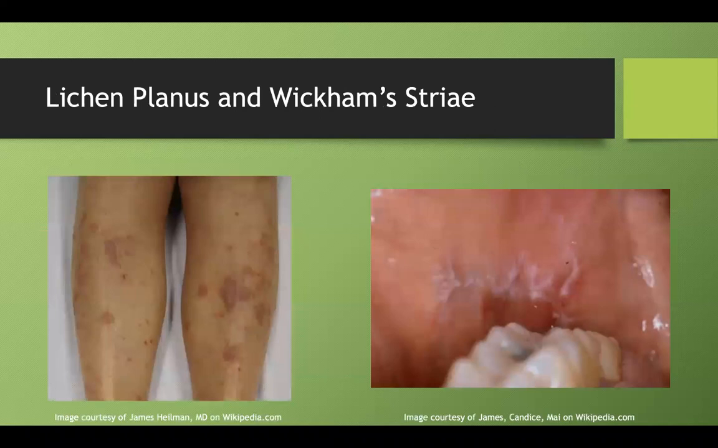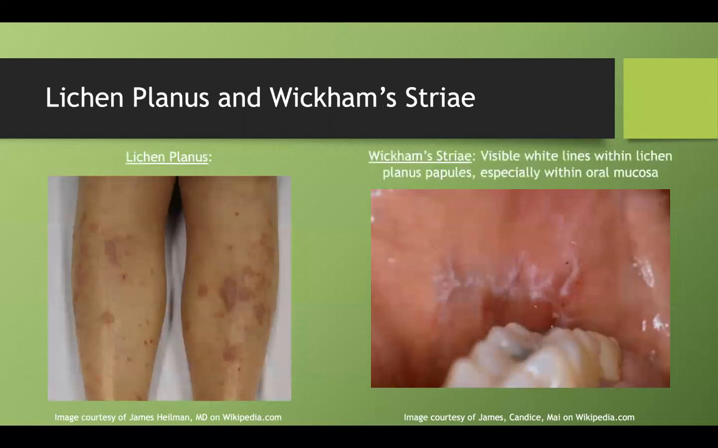So here are a few different pictures of lichen planus. On the left, we have lichen planus, which we just talked about. And on the right is a specific subtype of lichen planus. This is Wickham striae, which are visible lines that you can see within the lichen planus raised lesions, especially within the oral mucosa here. So all these white lines that you see, that's called Wickham striae. You technically can see them sometimes on actual skin, but I've never seen it tested in the skin. I've always seen Wickham striae in the setting of oral mucosa, oral lichen planus, essentially.